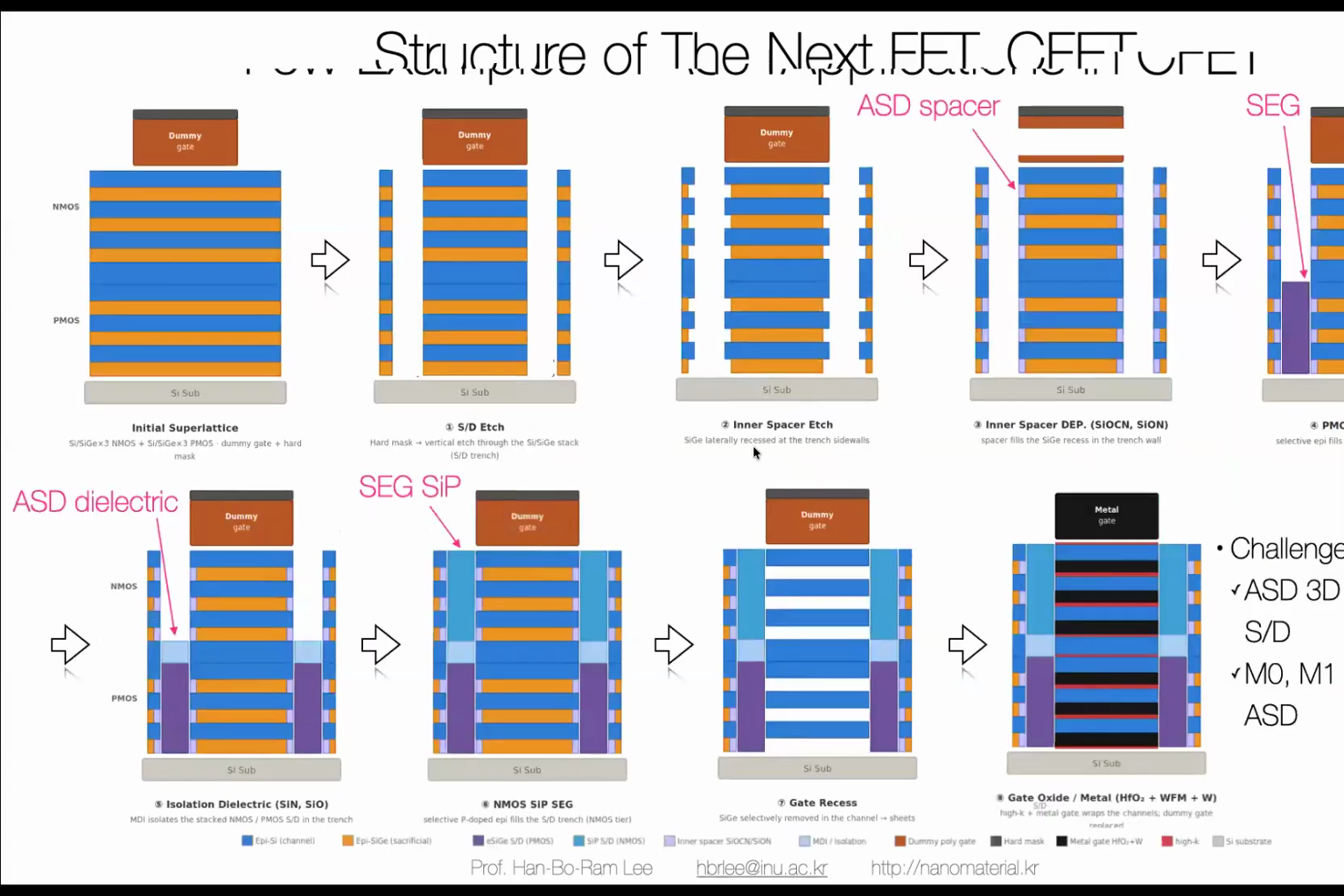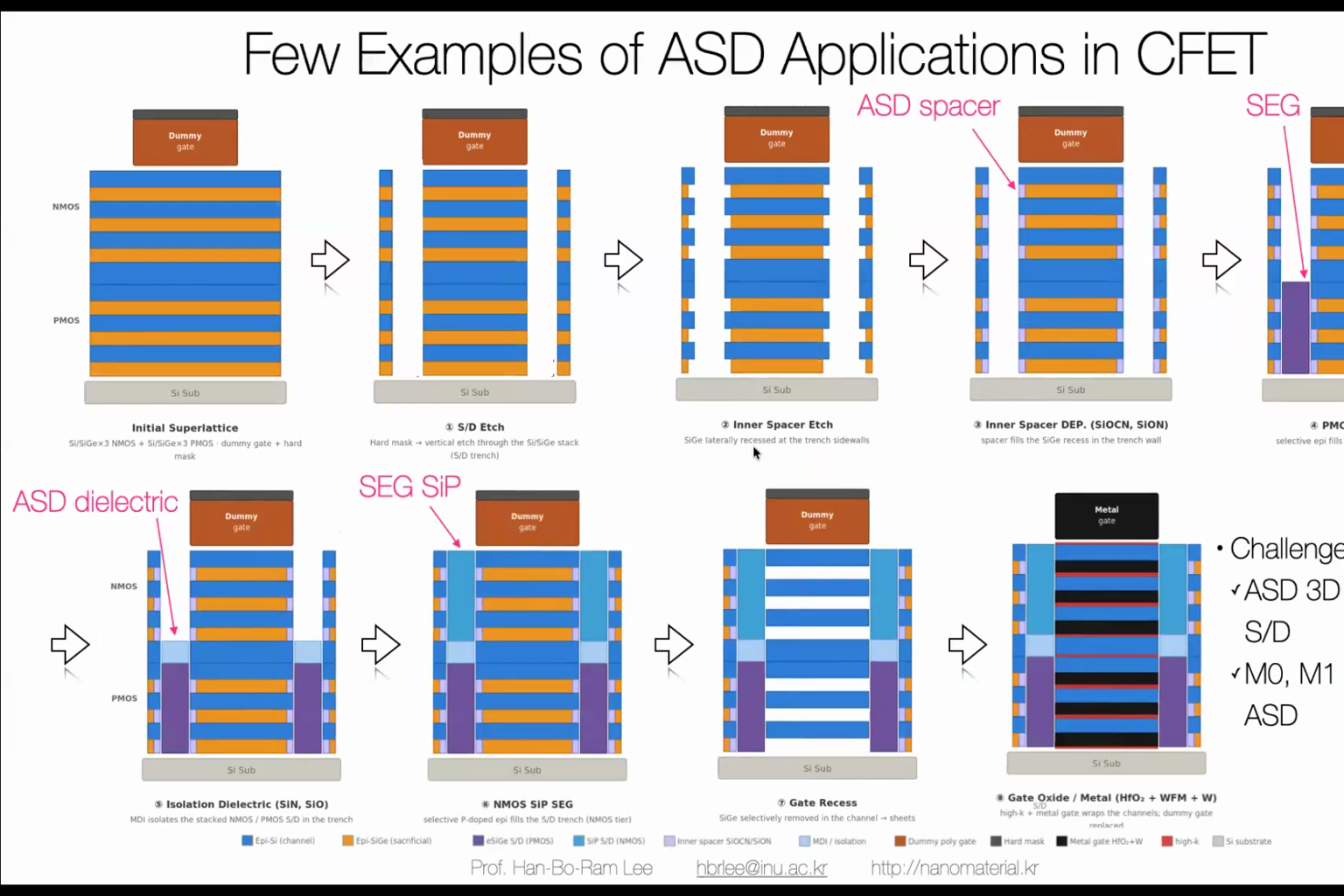This is a summary of my idea of how we can apply ASD to CFET fabrication. Probably some people from the industry already know it. For example, if you have a silicon and silicon germanium stack, and then make a hole, and then etch out a little bit of silicon germanium, then we have to selectively deposit silicon nitride only to maintain this structure, because the silicon germanium should be removed later. So we have to have the bridge.